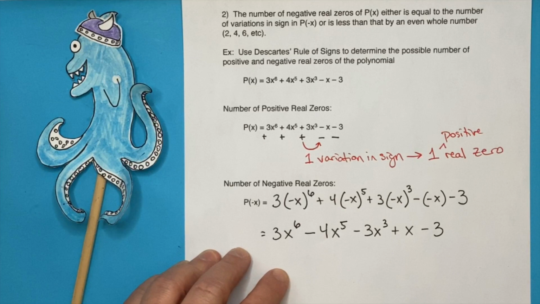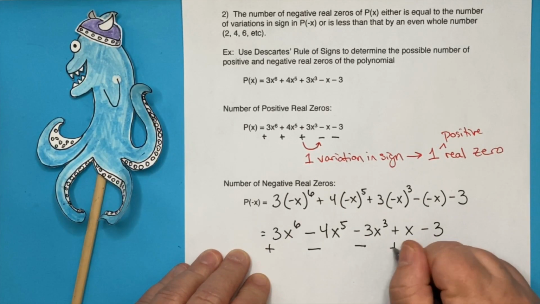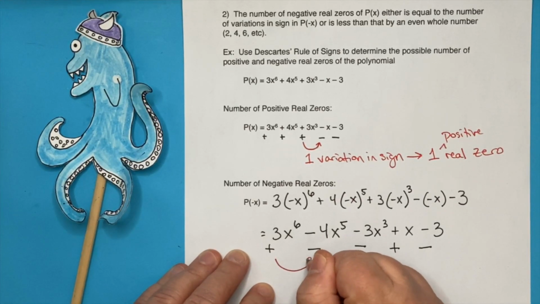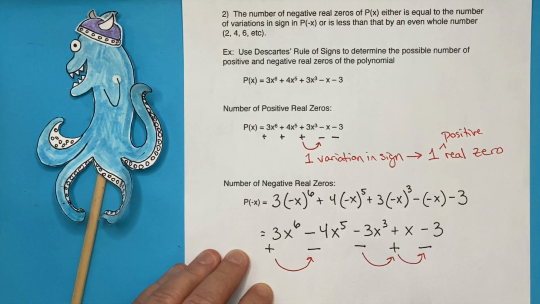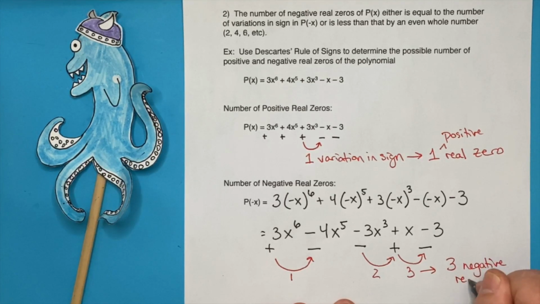So let's look at the signs. This is a plus. This is a minus. This is a minus. This is a plus. This is a minus. We've got a variation here. We've got a variation here. And we've got a variation here. This is 1. There's 2. There's 3. So then we've got 3 negative real zeros.